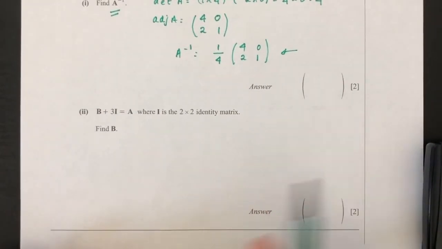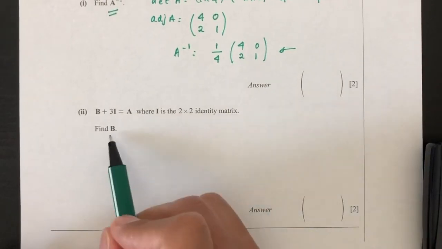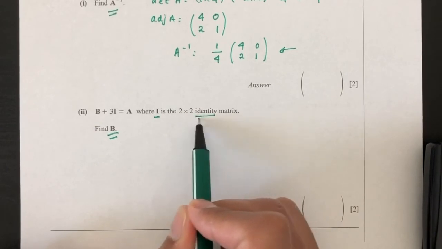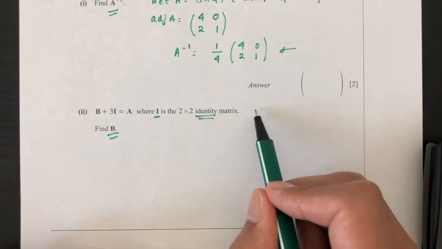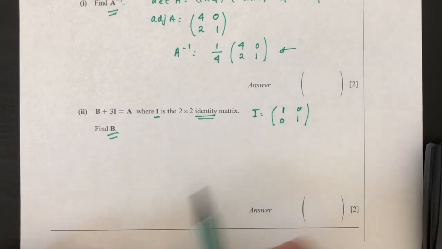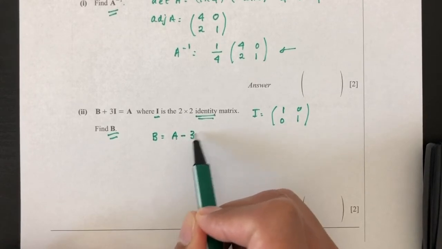Now for part 2, it says B plus 3I equals A. Find the value of B. So I is a 2 by 2 identity matrix. You need to know that I is equal to 1, 0, 0, 1. Now B is equal to A minus 3I.